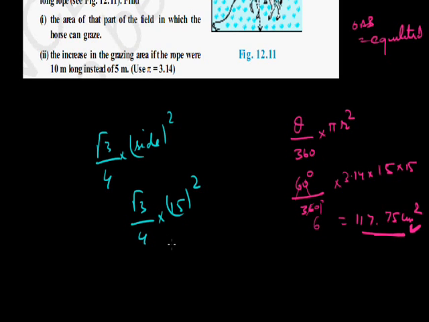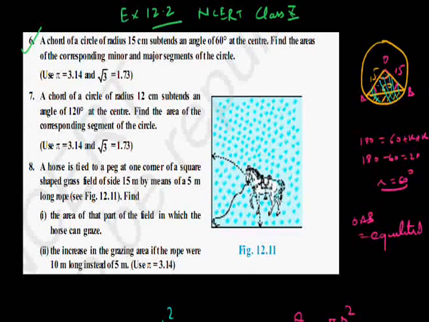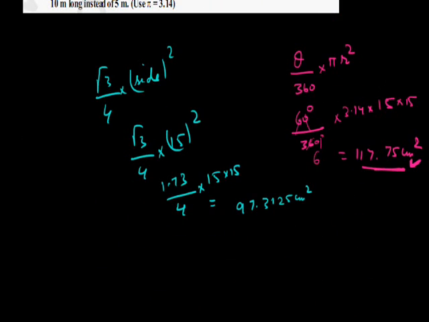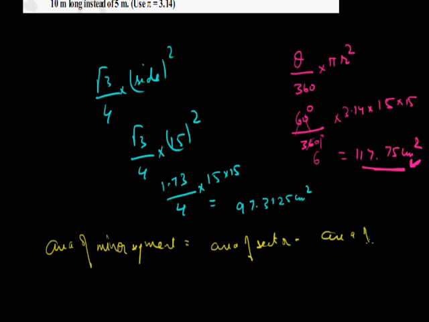Root 3 by 4 into 15 square. The area of the triangle comes out to be root 3, which is 1.73, upon 4 into 15 into 15. When we calculate this, the area comes out to be 97.3125 centimeter square. Now we know the area of this triangle, and we know the area of the sector. Therefore, the area of the minor segment is the area of sector minus the area of triangle.